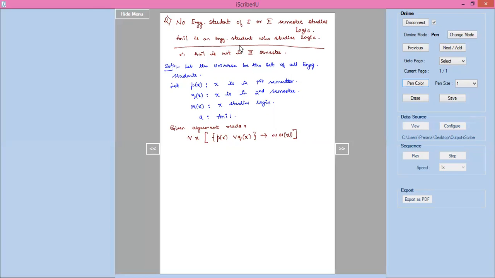The second statement says Anil is an engineering student who studies logic. Studying logic is R of X, and they are talking about a particular student, Anil. So we can represent the second one as R of A. And the conclusion is, therefore, Anil is not in second semester. This can be written symbolically as negation Q of A. If Anil was in second semester, it would have been represented as Q of A, but he is not in second semester, so negation Q of A.